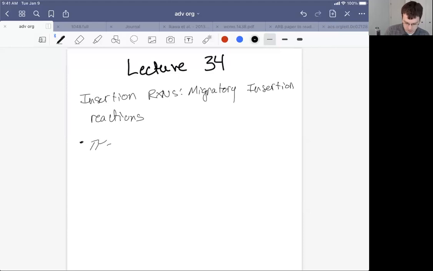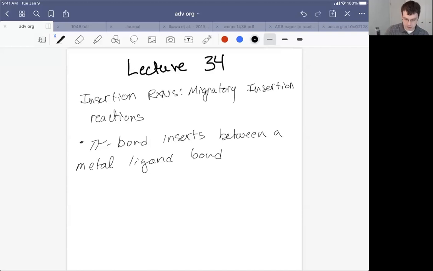What happens here is a pi bond inserts between a metal and a ligand bond. So the pi bond inserts between a metal ligand bond. What that looks like is if we take our metal and our ligand, doesn't matter what the oxidation state is right now, we're going to have a pi bonded system, which is A double bonded to B. And then what I want to do is migratory insertion. What's happening here is A and B are now only singly bonded to each other. And now B is bonded to a ligand and A is bonded to a metal.